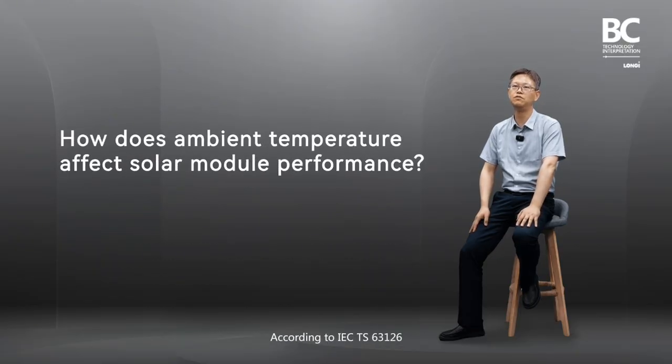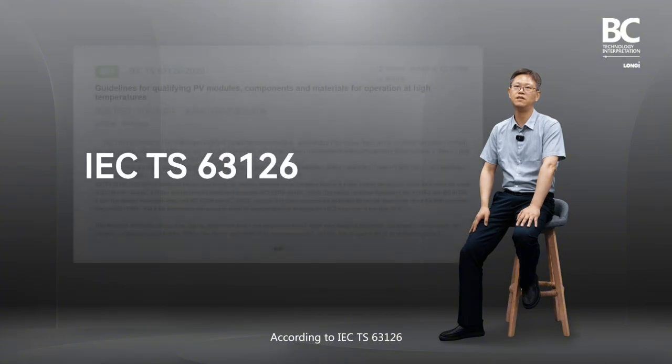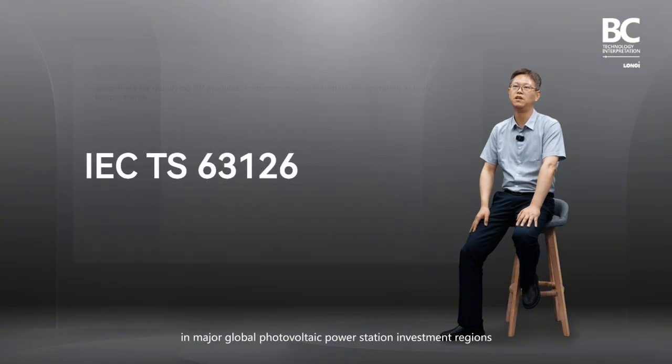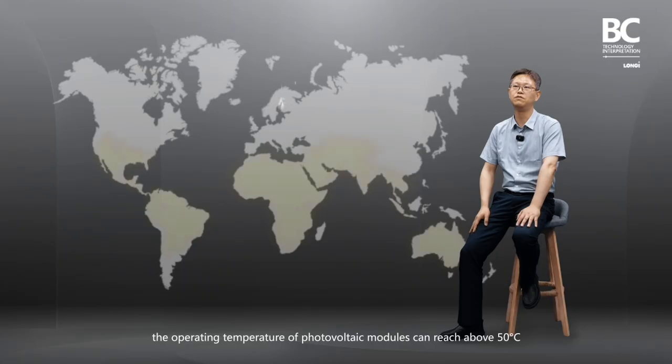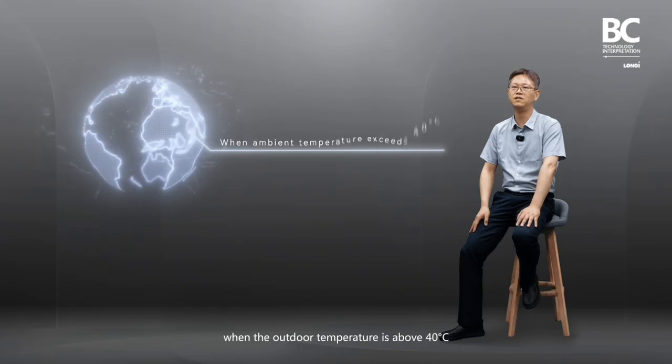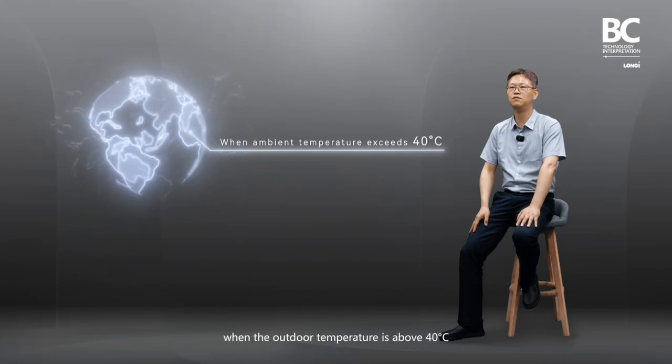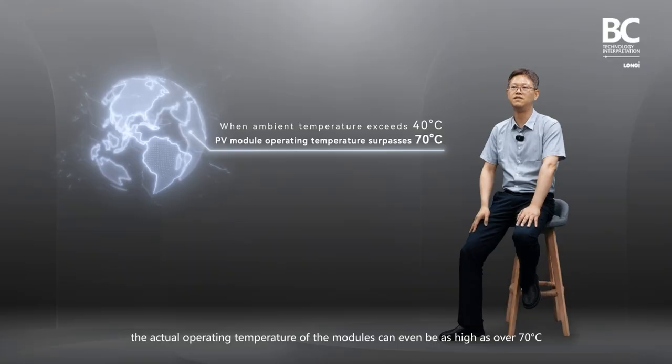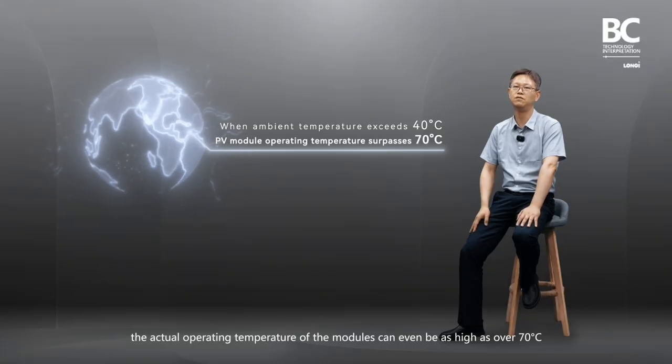According to IEC TS 63126, in major global photovoltaic power station investment regions, the operating temperature of photovoltaic modules can reach above 50 degrees C, especially in hot seasons and high temperature areas. When the outdoor temperature is above 40 degrees C, the actual operating temperature of the modules can even be as high as over 70 degrees C.